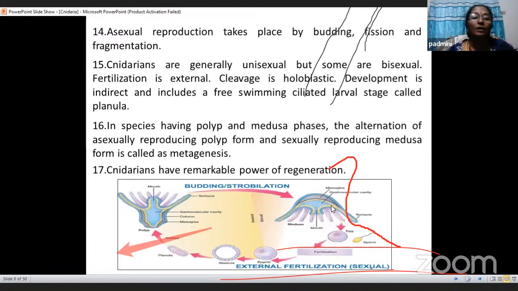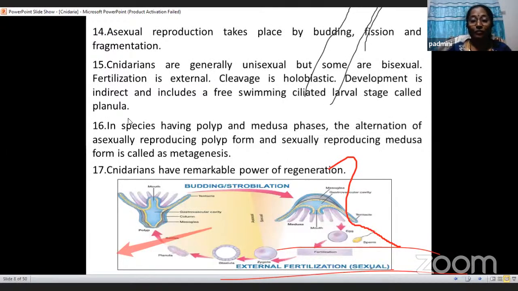What do you mean by bisexual? They are hermaphrodites. Yesterday I was talking about hermaphrodites. If you remember, both the male and the female reproductive organs are present in the same animal. Fertilization is external, that is, the egg and sperm fertilize outside, and the growth is seen outside the structure of the adult medusa. And development includes indirect and a free swimming ciliated larva called the planula larva.